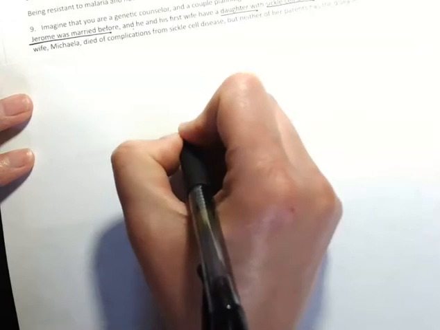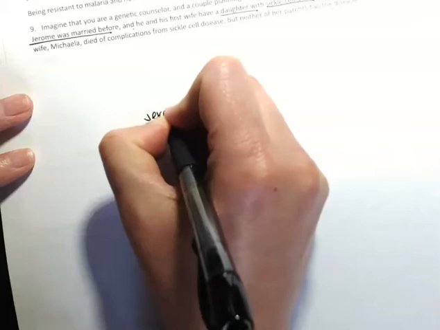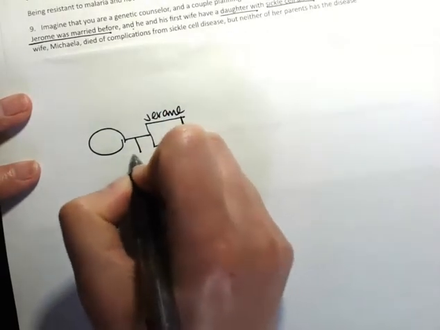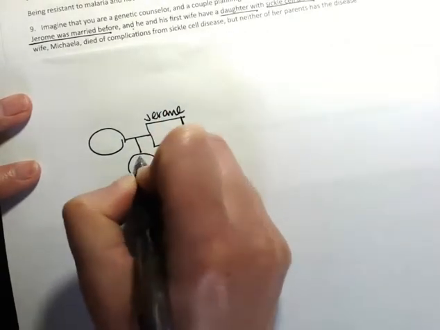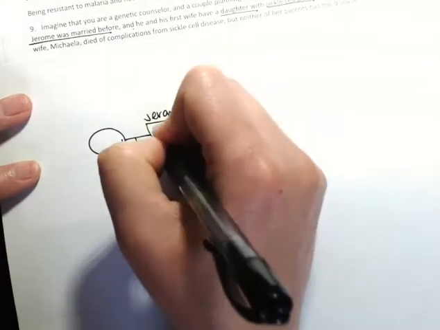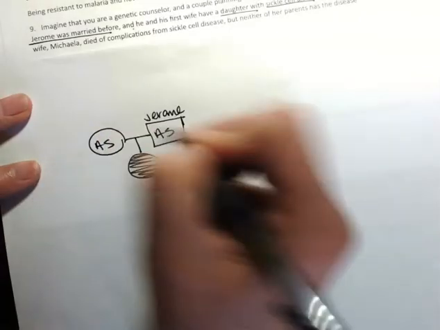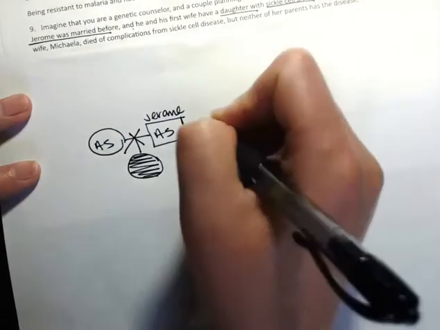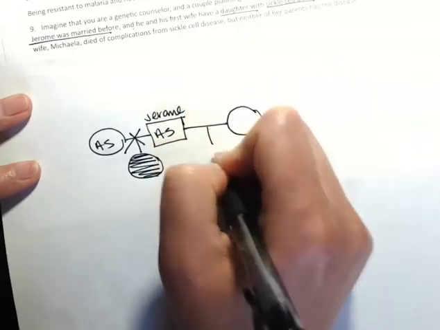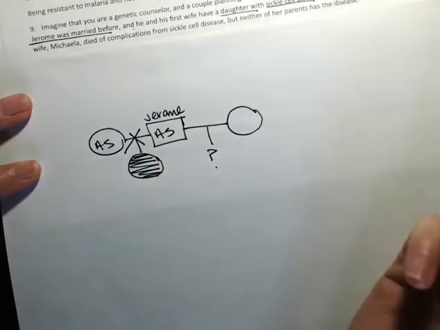So we've got Jerome, who would be square, and his first wife have a child, so they have a daughter who has the disease. Jerome and his wife must be heterozygous. They get divorced. I'm going to just do that. He is remarried, and they want to know what are the probability of their children.